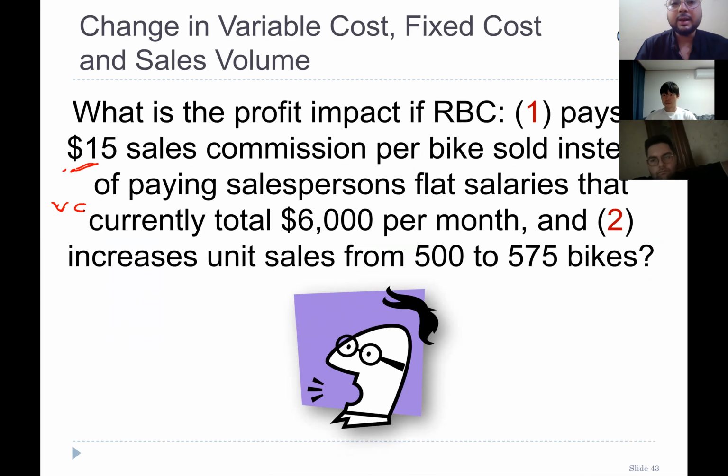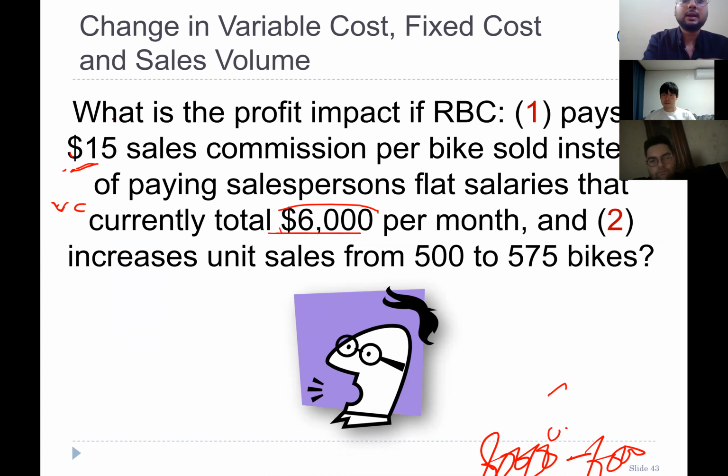So rather, instead of paying the flat salaries that currently total 6,000 per month, it means they cut their fixed cost from 80,000. They cut their 6,000 and they pay commission on the basis of sales. So their sales jump from 500 to 575. So let's see that now. Okay. Now their variable cost would be 300 plus 15. Answer would be 315.